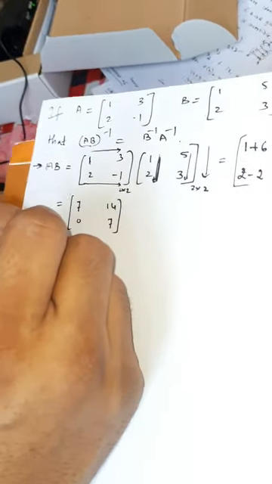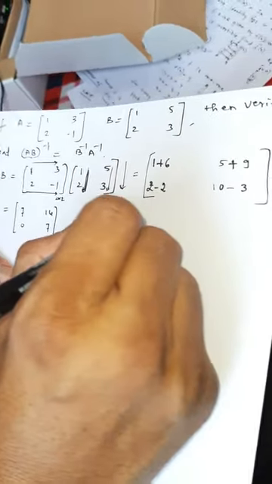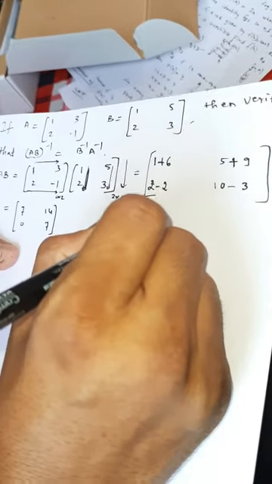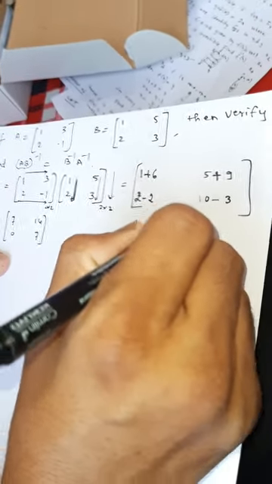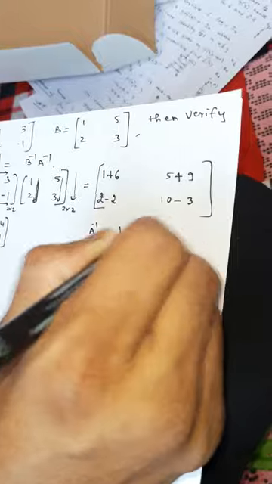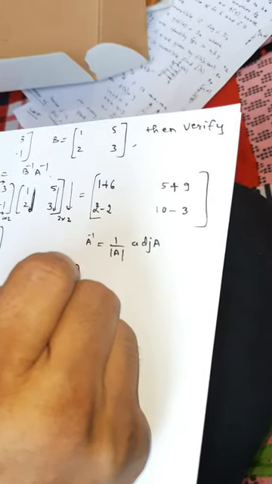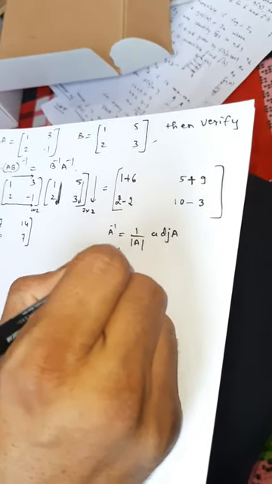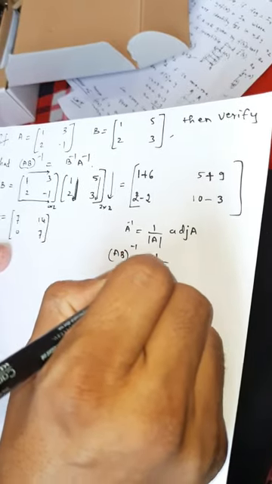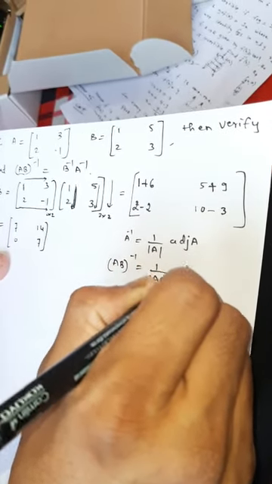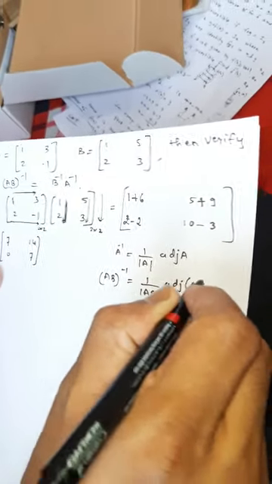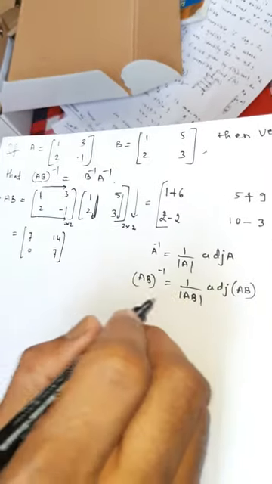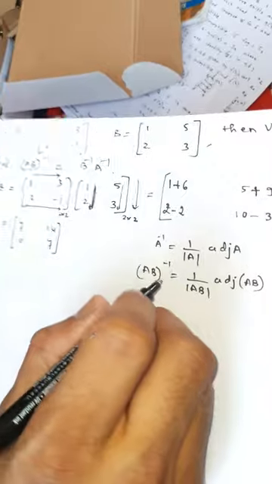So now we want (AB) inverse. Already we have discussed the formula, that is A inverse is equal to 1 by determinant A into adjoint A. Here (AB) inverse is equal to 1 by determinant of AB into adjoint of AB. So first we want determinant AB, because we have to check that it is not 0.